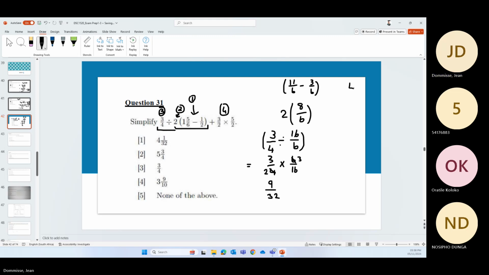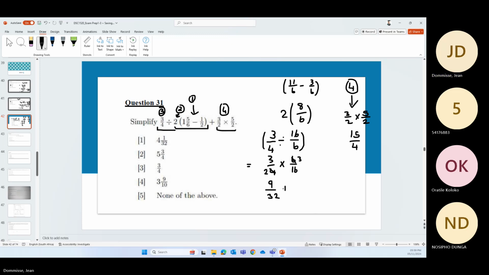So let's do that component of 4. So that is 3/2 times 5/2. So nothing can simplify. So we've got 3 times 5, which is 15. 2 times 2, which is 4. We need to add that to the previous ones.